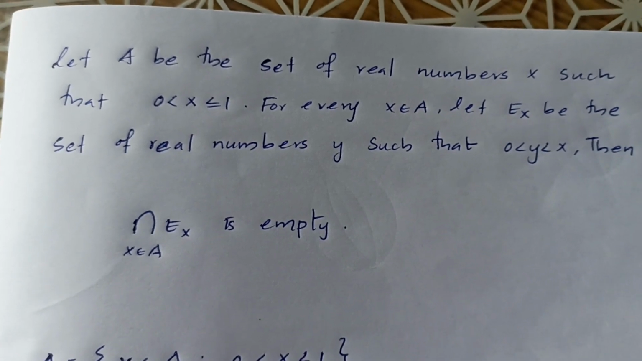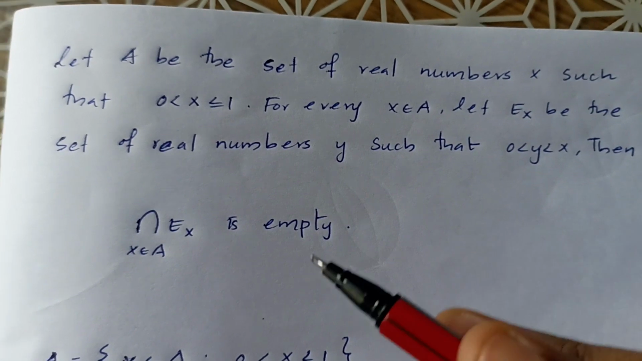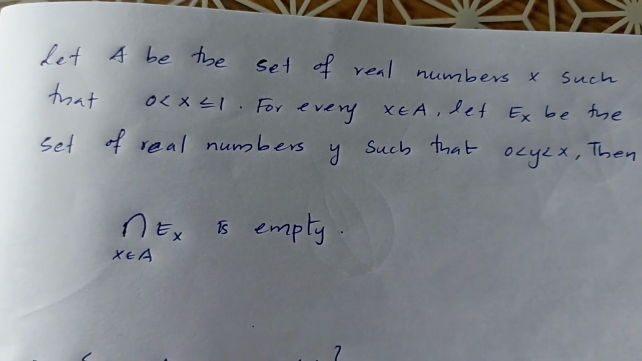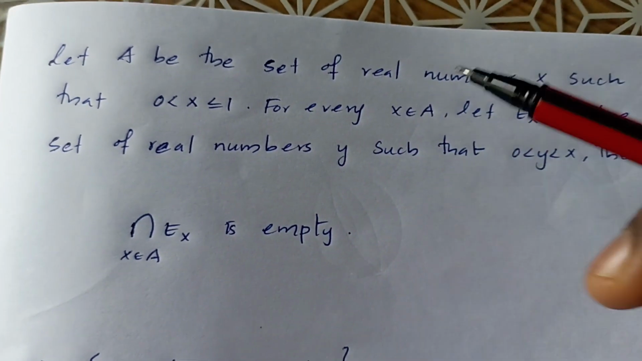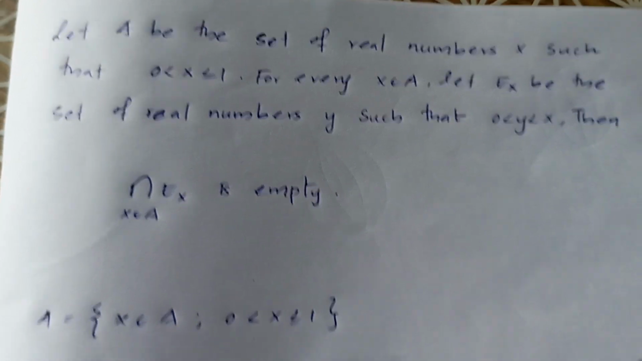In this question, we have to prove that the intersection of Ex, for x belongs to A, is empty. Understanding the concept of the question is very important here. Given A is a set. A is a set of real numbers x such that 0 < x ≤ 1.